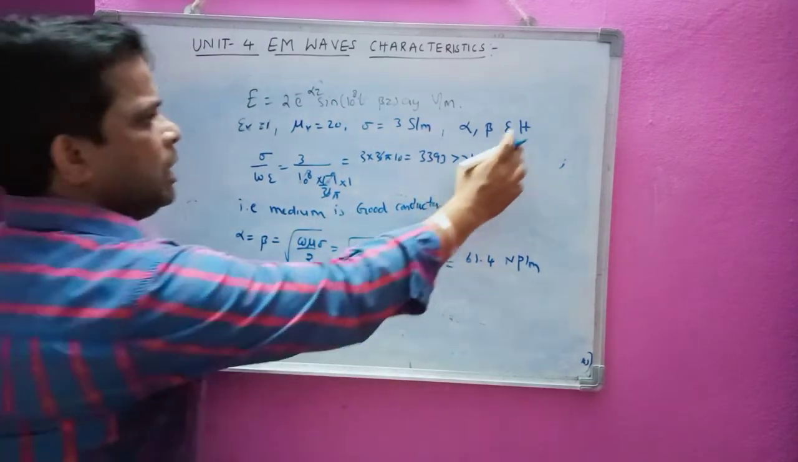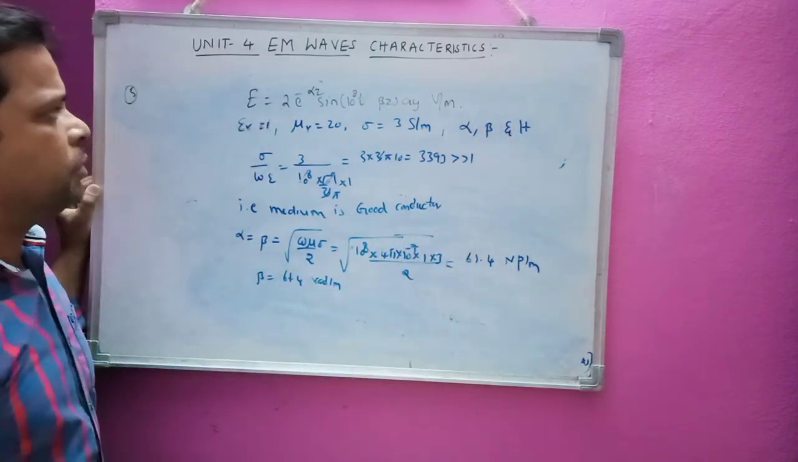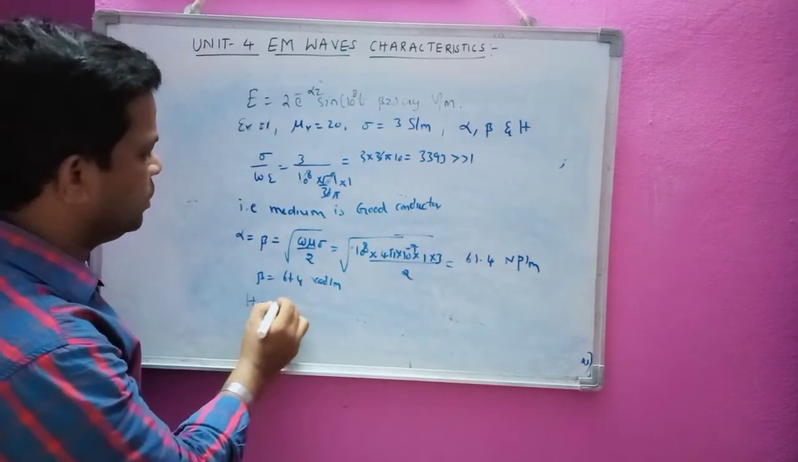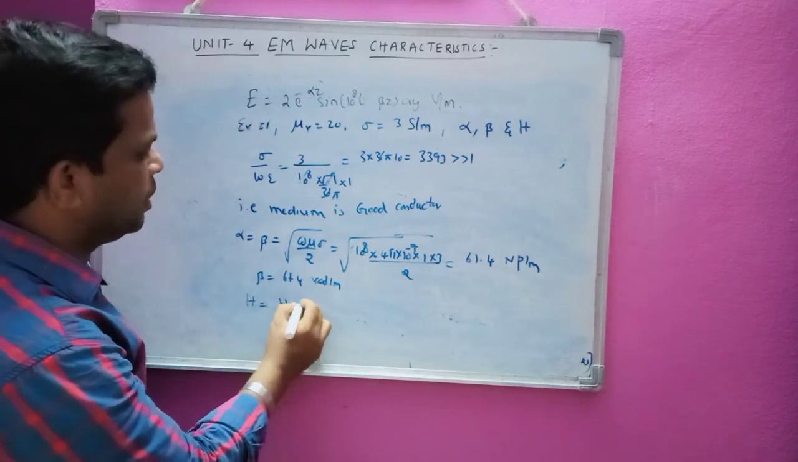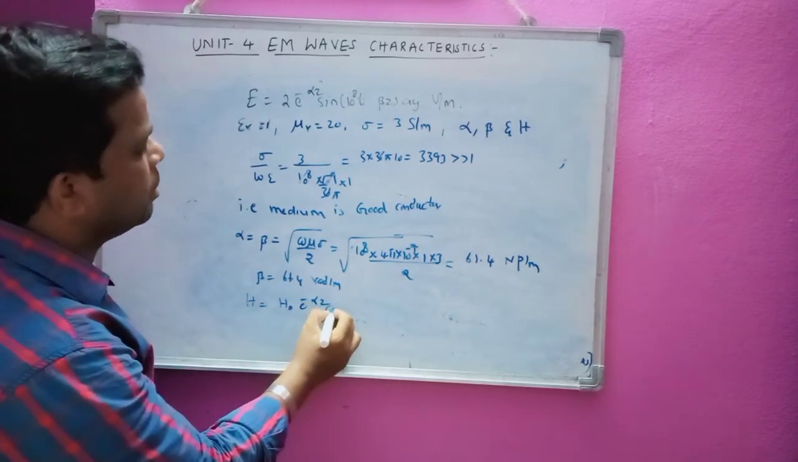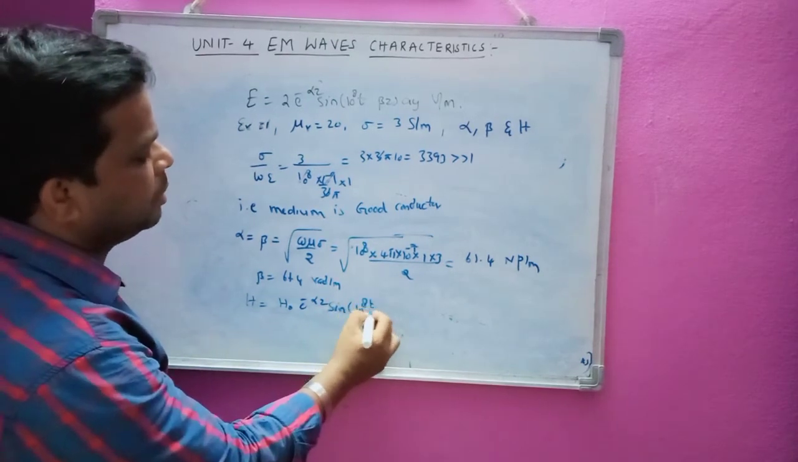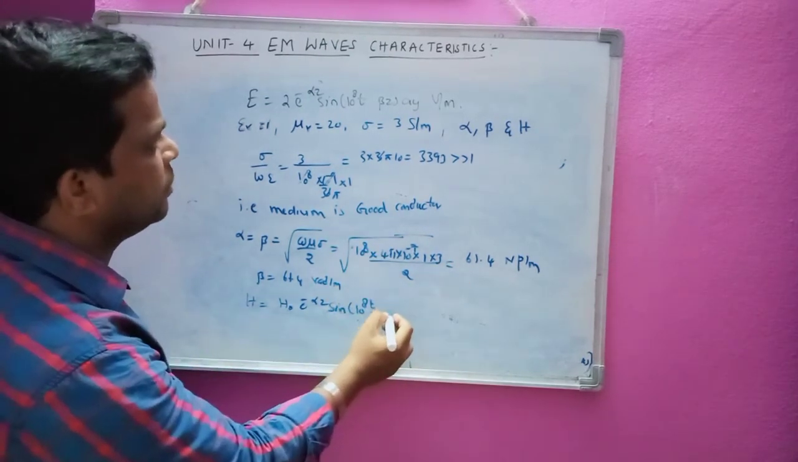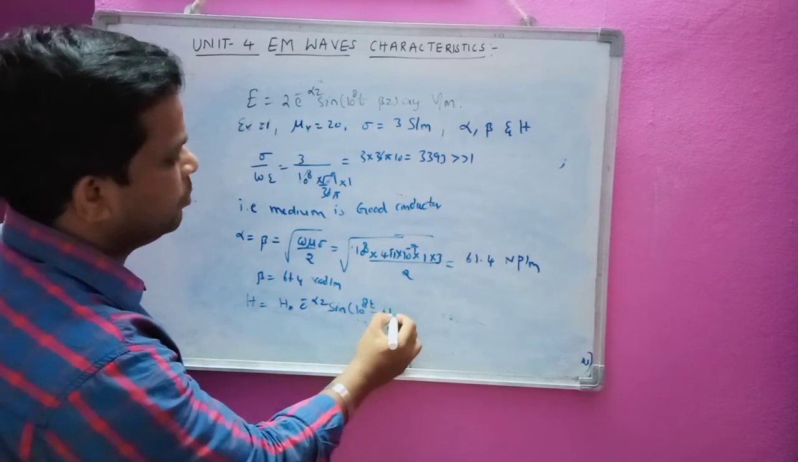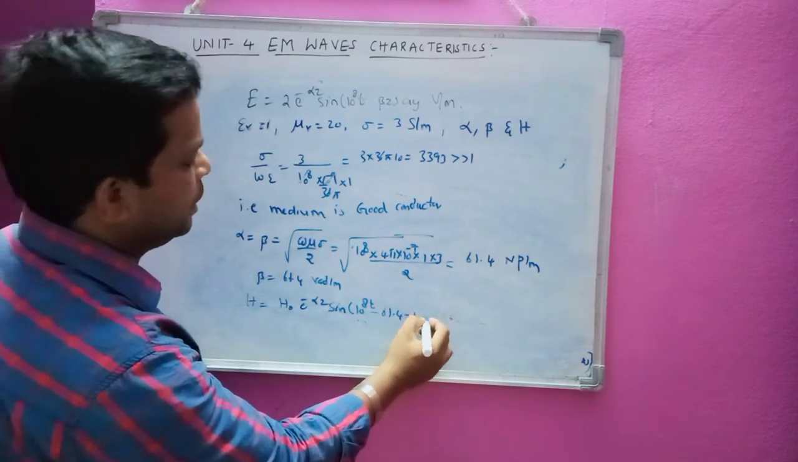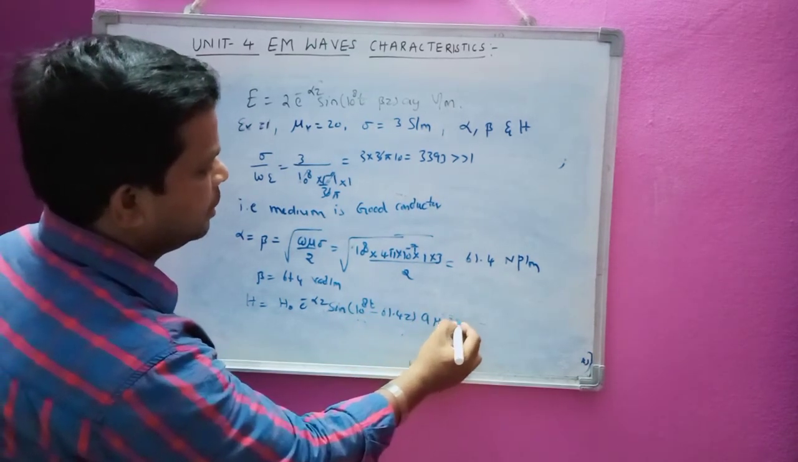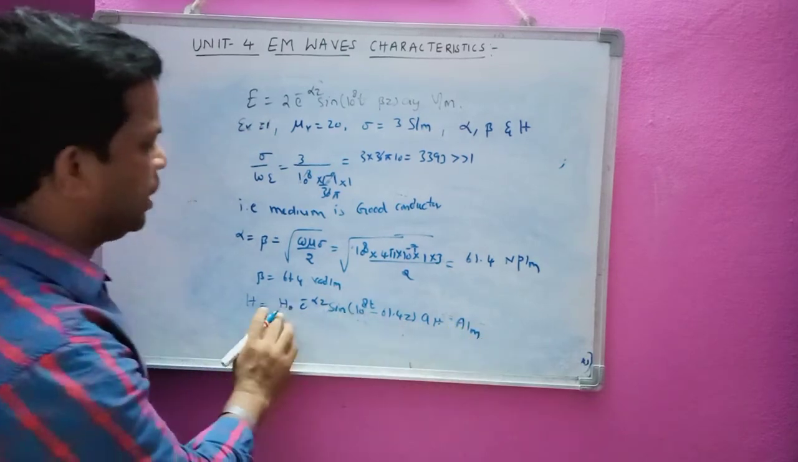So similarly, we have to calculate the value of alpha and beta, that is over. Now in order to calculate H, we have to keep this in this form. That is, H is equal to H naught into e power minus alpha z, sine of 10 to the power of 8 t minus beta z, that is 61.4 z, into aH, the direction, in amperes per meter.